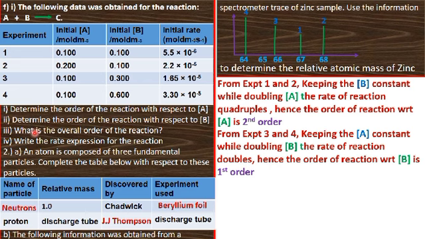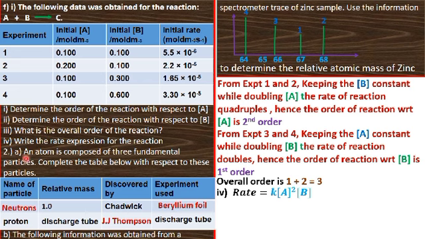Now, Roman 3 wants us to write the overall order of the reaction. The overall order of this reaction is simply defined as the sum of the individual orders of the reaction. So we are going to have 1 plus 2, which gives us 3. The next part is to write the rate expression for the reaction, which is rate equal to K, concentration of A raised to its order. Its order is 2, so we have this raised to the power 2. That of B is 1, so we just have B like this. That's it.